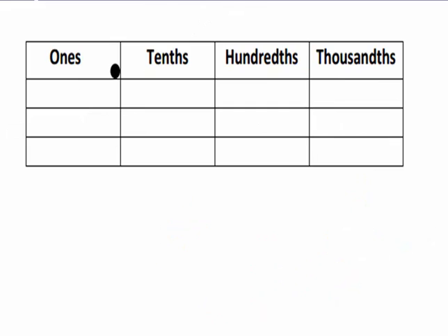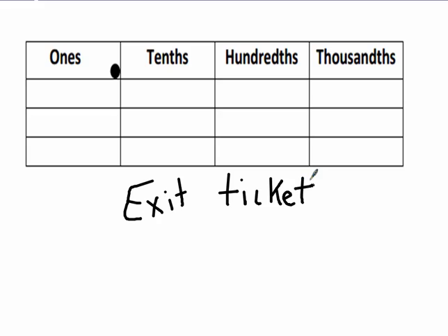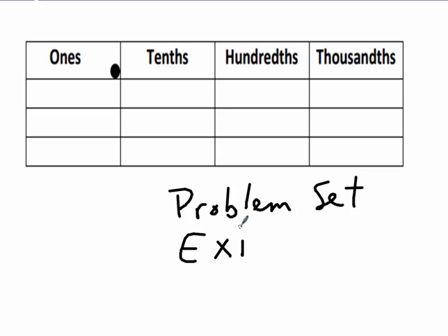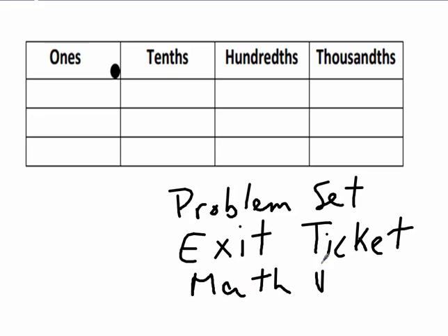Alright, what you're going to do is you're going to complete your exit ticket. Then you're going to work on your math project. Out of order. You're going to complete your problem set, then your exit ticket. Then once your exit ticket is done, you're working on your math project. Alright, good luck today.